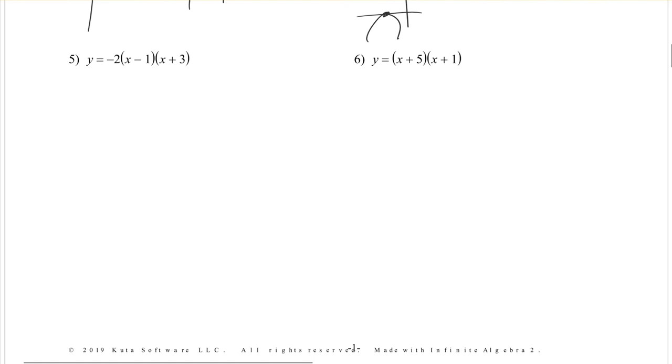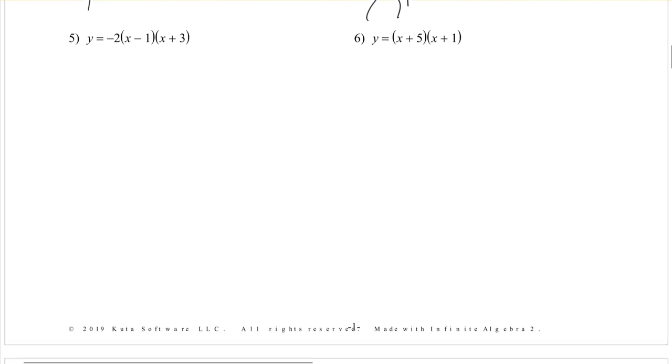Problem 5 is in a different form. This is in factored form, or roots form, or solutions form, because they're telling us the solutions. Why is it telling us the solutions? Because if we're looking at an xy coordinate plane, with y values and x values, we could say all along this x-axis, our values of y are 0.